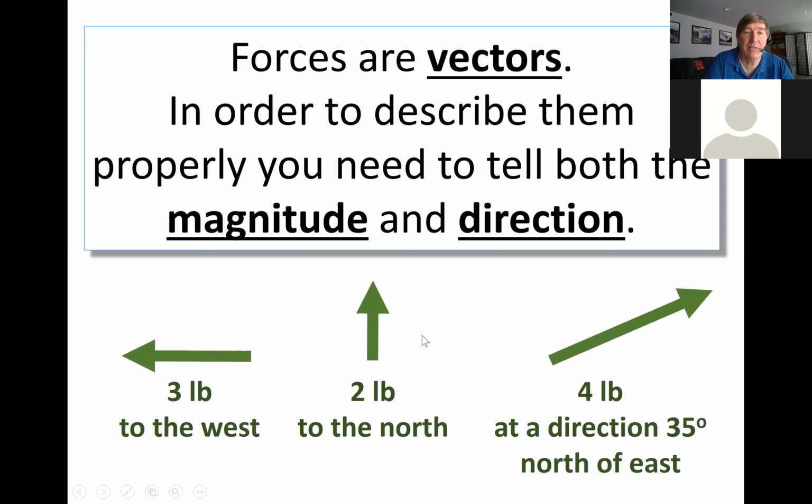Okay, so now, here are some examples of forces where I have completely described the force. You know, it's 3 pounds to the west, or it's 2 pounds to the north. Or, in answer to Luke's question, if it's off at a funny angle, I'm going to say that it's 4 pounds of force directed at a direction of 35 degrees north of east. So get used to that. Now, Luke realizes that there are other ways that you can describe forces, and there's a thing called components. We're not going to do that in this class. That's beyond what I intend for you to do.